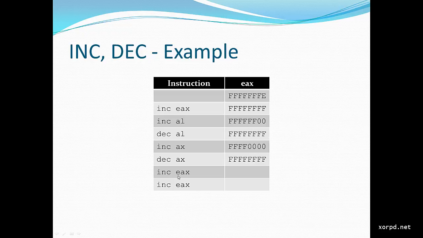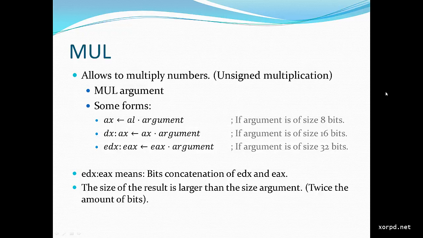This time we are going to increase EAX, which is the full register, which means everything, and we get 0 because of the wraparound. If we will increase it again, we are going to get 1, as expected. Those two instructions were mostly simple. Now we are going to look at some more interesting instructions.